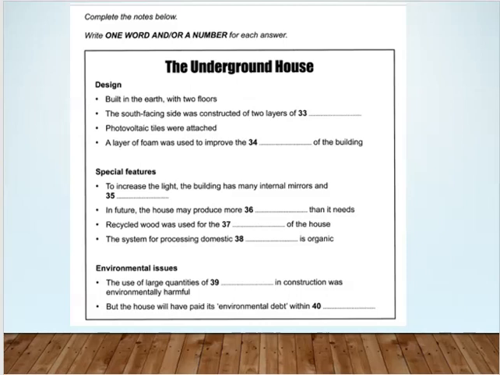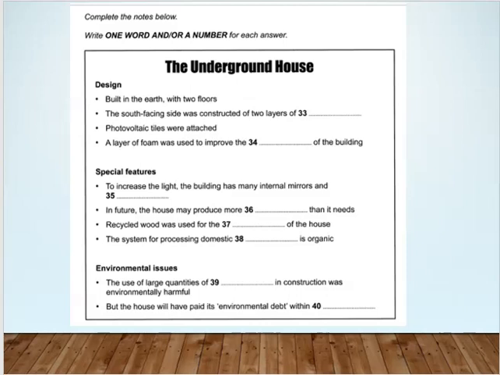So the keywords are the significant ones, the main words which will help you to get the gist of the sentence. For example, in the first question, that is question number 33, you're able to see the south facing side was constructed of 2 layers of. So they are talking about a south facing side. So that will be one of the keywords, and constructed of 2 layers. So that will be one more keyword. 2 layers of something. So it is talking about a material with which the south facing side was constructed. So these are the 2 keywords: south facing side, 2 layers.